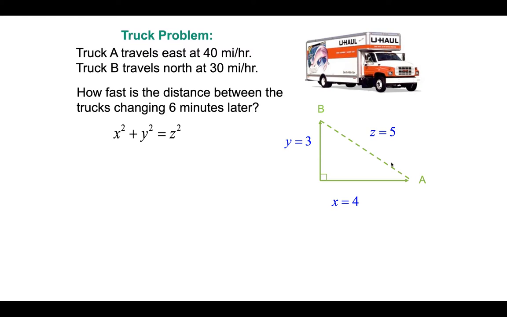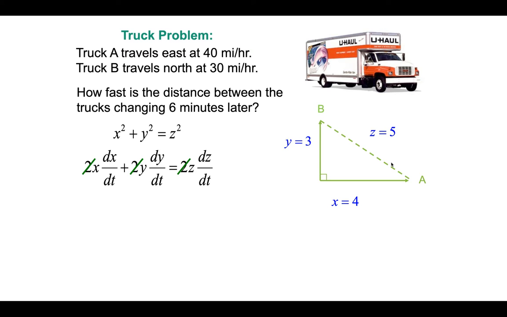All right, awesome. Now that we have those values, we can start looking at how fast the distance between the trucks is changing 6 minutes later. Let's look at x squared plus y squared equals z squared. That's our relationship because they are making a right triangle. Let's take the derivative of all variables with respect to time. So we're going to have 2x times dx/dt plus 2y times dy/dt equals 2z times dz/dt.